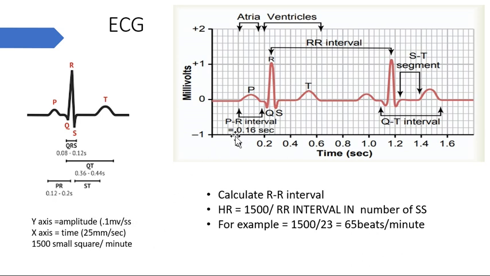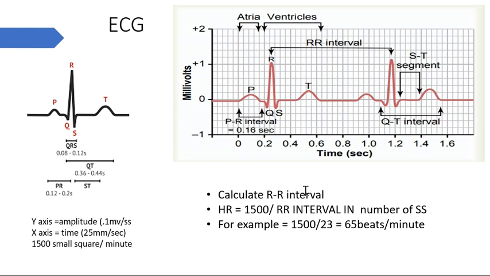So this way we know that from here to here you have a large box. One large box has 5 small boxes, and 25 small boxes make 1 second. So in 1 minute we have 1500 small squares. You should know this. This is the small square, and 1500 small squares make 1 minute.